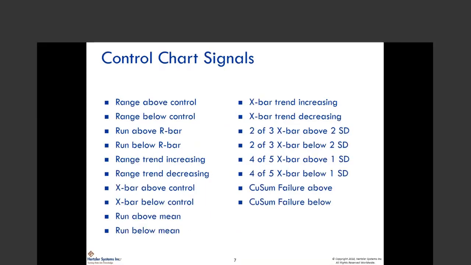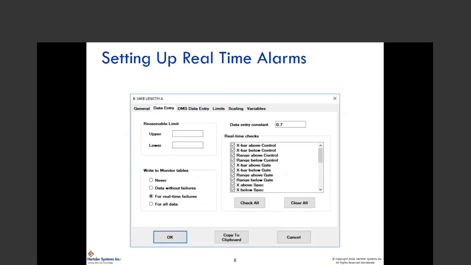These are the various control chart signals that GainSeeker can sound alarms on. Not everyone will be familiar with all of these, so I'll talk about them a little bit and give you some examples of what they look like. However, before we do that, let's talk about how you set them up.